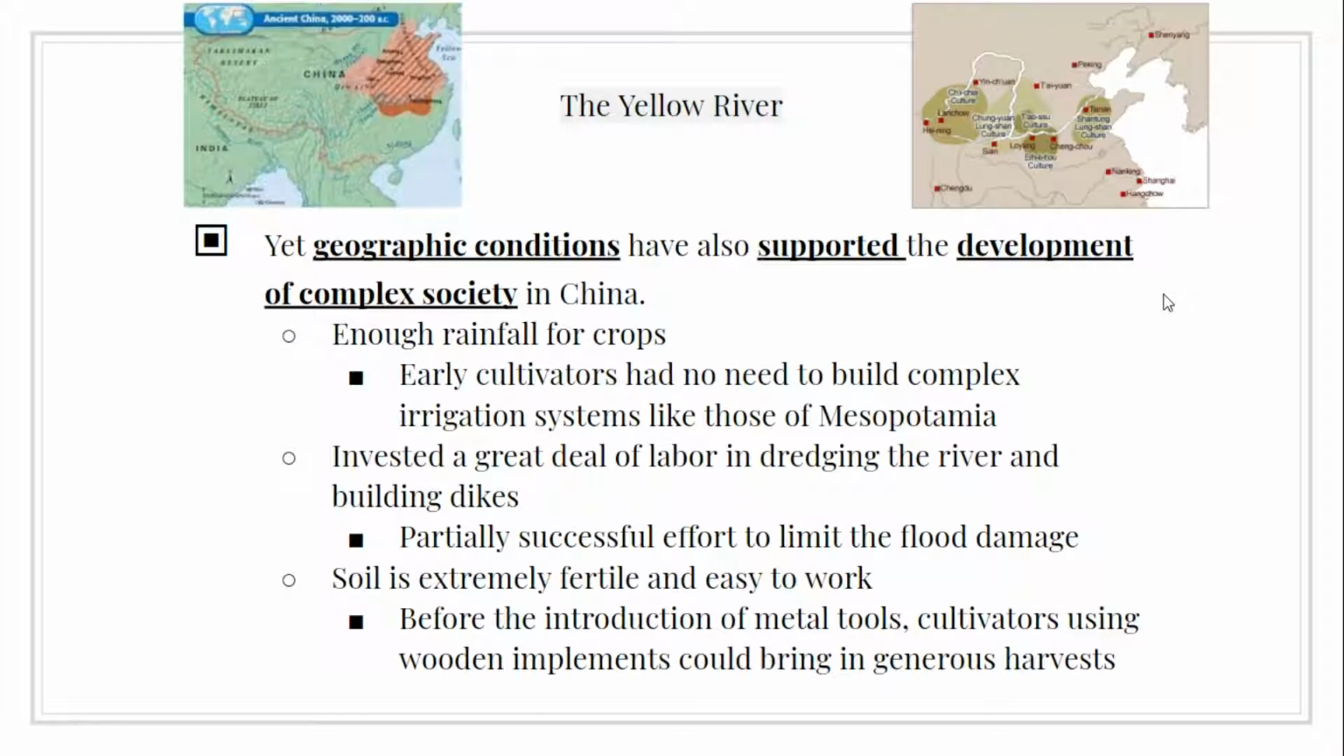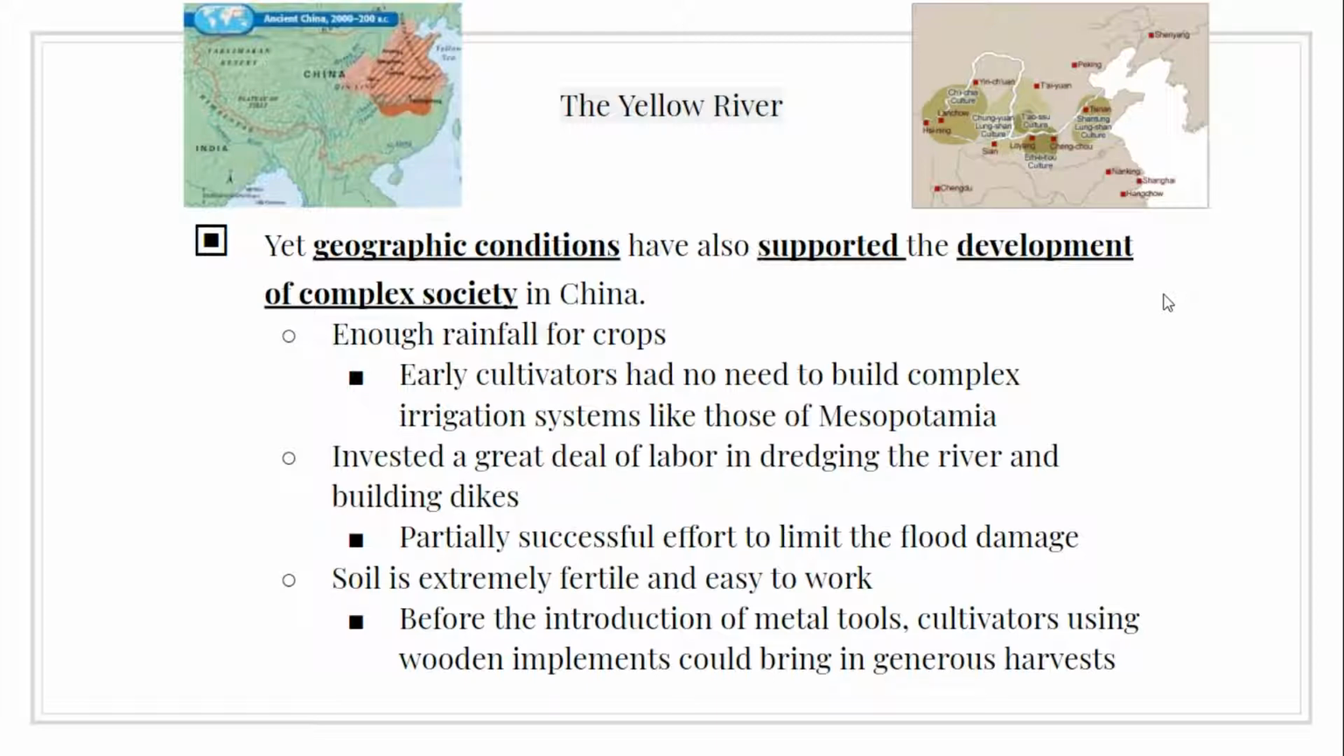The early peoples here invested a great deal of labor in trying to capture certain parts of the river, building dikes, just kind of directing the river in certain areas. And it was partially successful to limit the amount of flood damage that the Yellow River could cause.